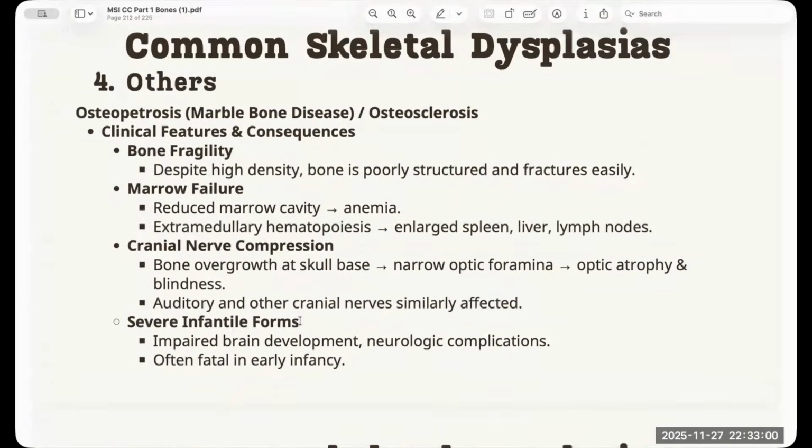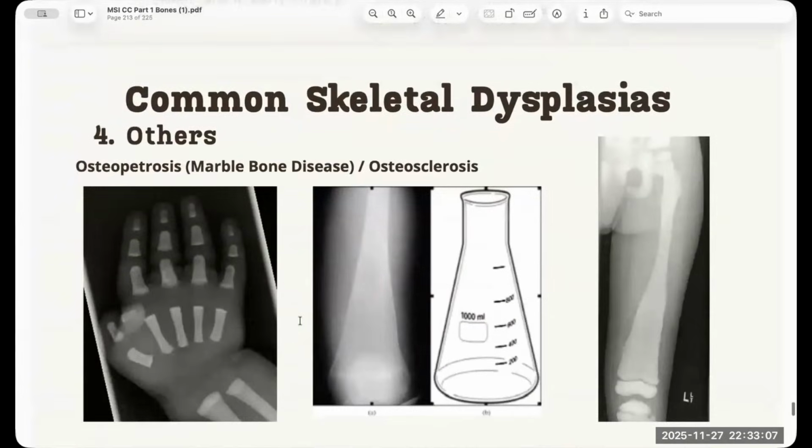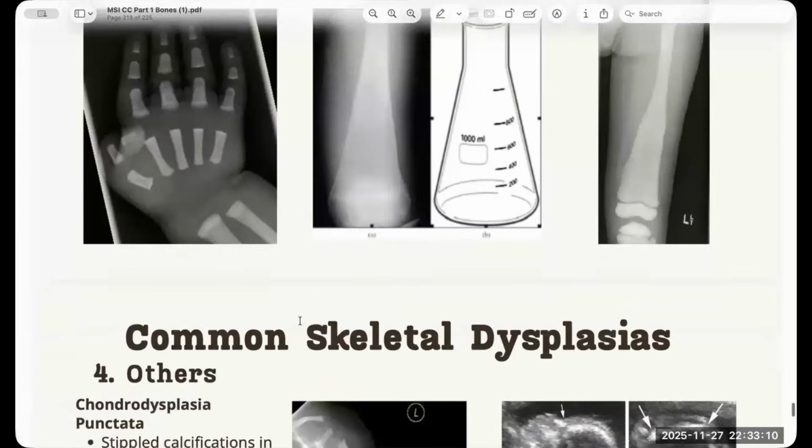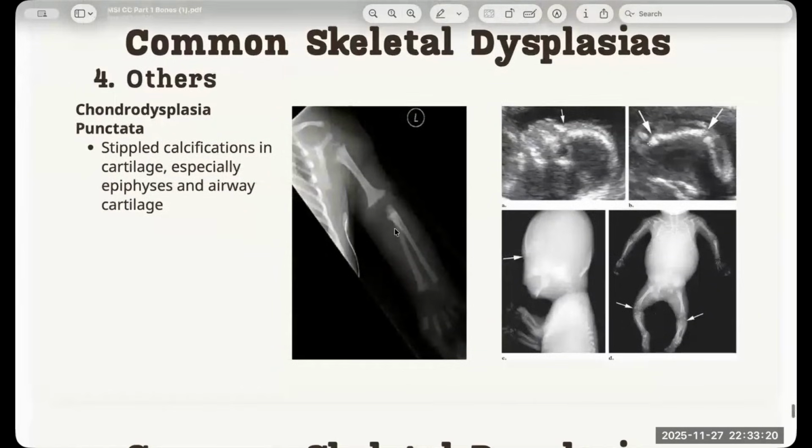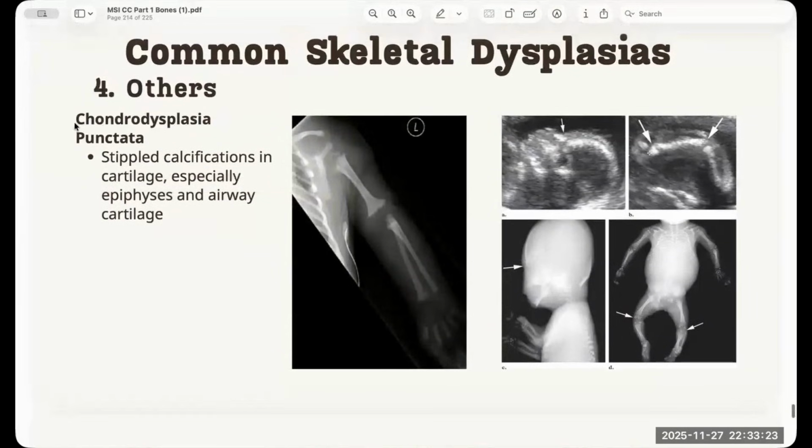Okay, here are the clinical features. There's bone fragility, marrow failure, cranial nerve compression, and severe infantile presentation. Here are some pictures showing that. This is called the flask bone appearance. And this is chondrodysplasia punctata. It's stippled calcifications in cartilage, especially epiphyses and airway cartilage, as shown here in the X-rays.